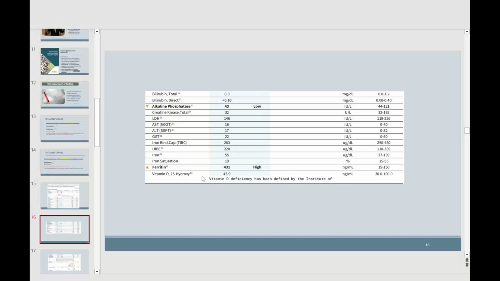AST and ALT, another really important tidbit, is these are B6 dependent enzymes. So looking at blood chemistry from a nutritional standpoint, from understanding what each analyte is, makes you so much better as a practitioner, and so much more helpful to the patient.